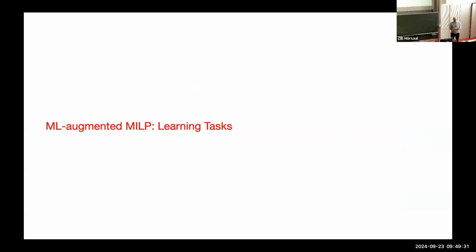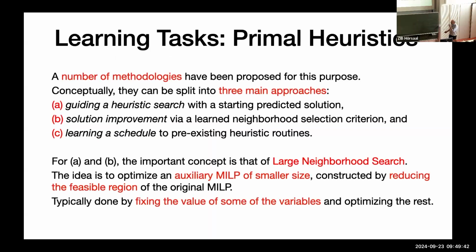Once we have the representation, the question is, what are the learning tasks? Where do you want to improve your MILP technology based on machine learning? The first area, in reverse order with respect to the building blocks that I discussed before, is primal heuristics. A number of methodologies have been proposed for this purpose, and they are based on three different ideas. The first one is that you want to guide a heuristic search with the starting predicted solution.